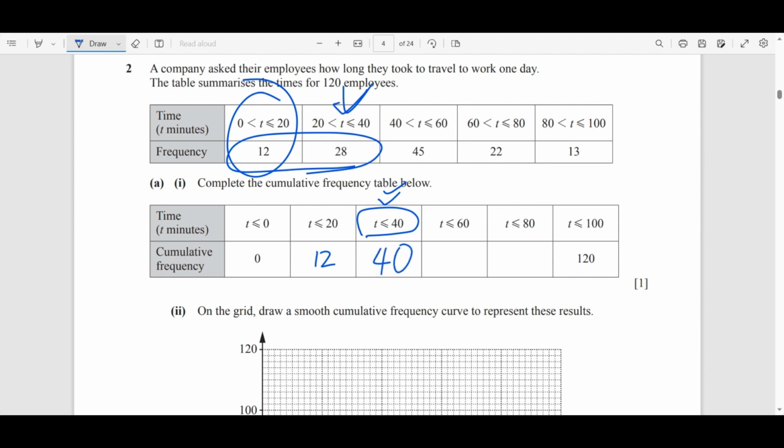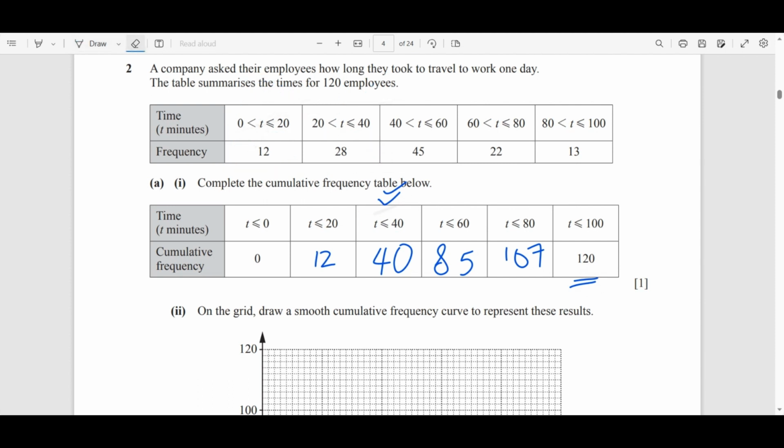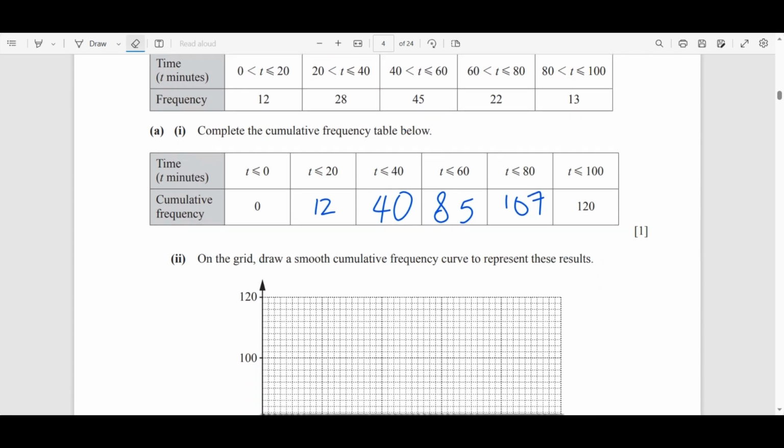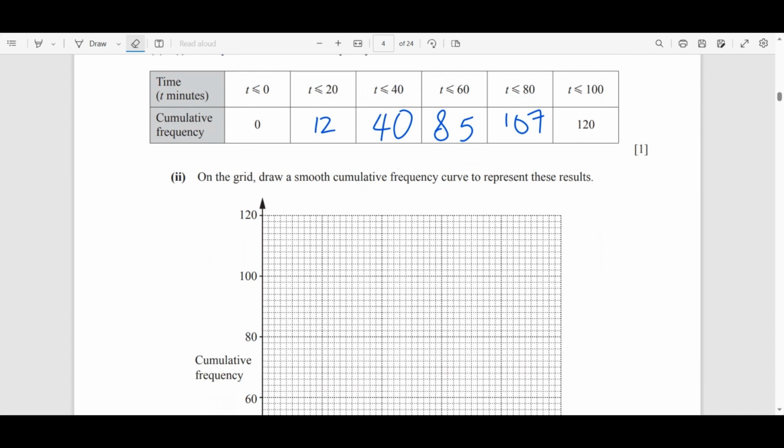In this one, 45 will be added to the previous two numbers. So 12 plus 28 plus 45 gives you 85. Then another 22 for 107. When you add the last one, it automatically adds up to 120, because that's the total. It will always happen like that if you calculate it correctly: the end of the cumulative frequency will always be the sum of all the frequencies. I'm going to erase all the extra work. We get 1 mark for all the correct values.